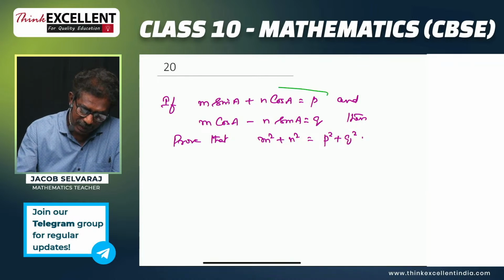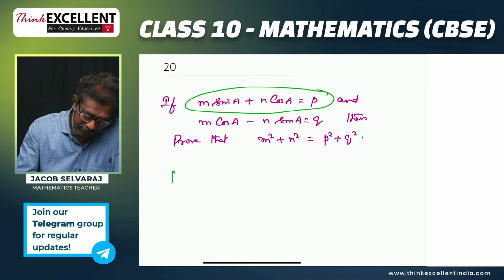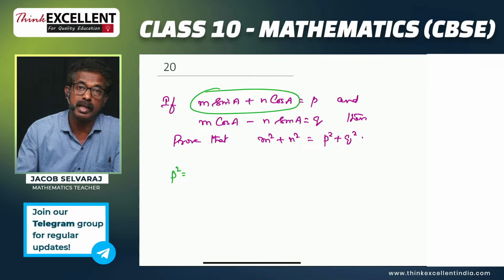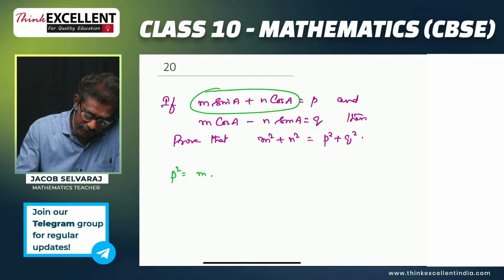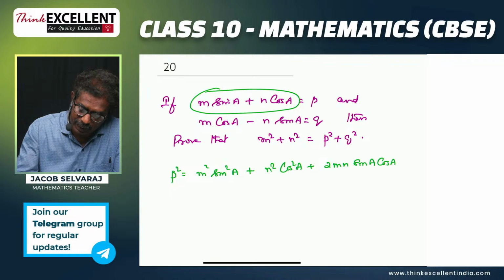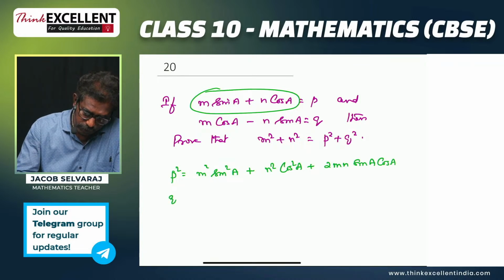So this is the p value. So you find p square. P square means this part squared, a plus b the whole square. You are getting a square m square sine square a, plus b square n square cos square a, plus 2ab, 2mn sin a cos a. That is p square.